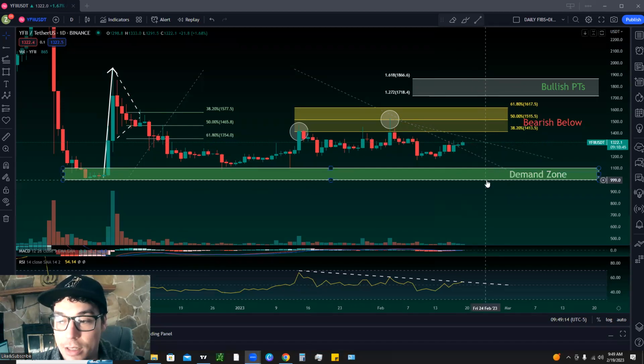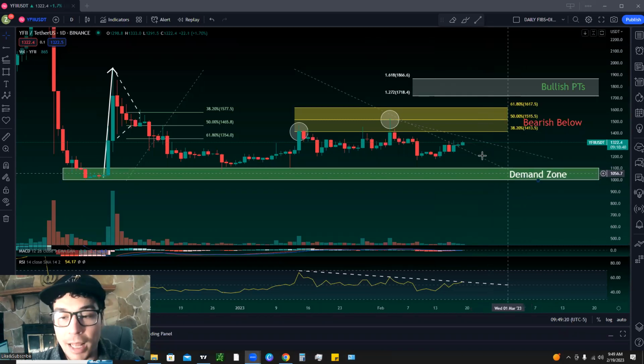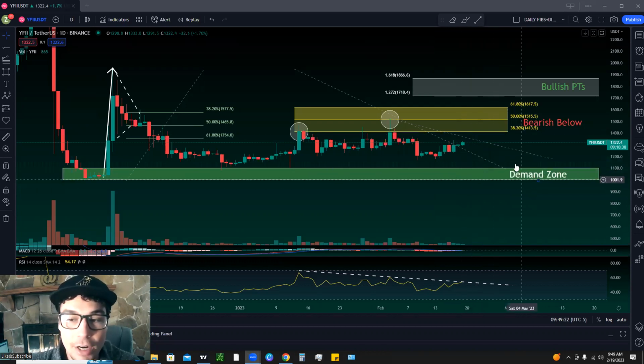The demand zone is going to be right at about 1,000 up to 1,100. That's roughly your demand zone. And remember, this is kind of like an area of support. There is a possibility if we come down into the demand zone, we could break it. But to me, this recent pullback that we had seems pretty justified.